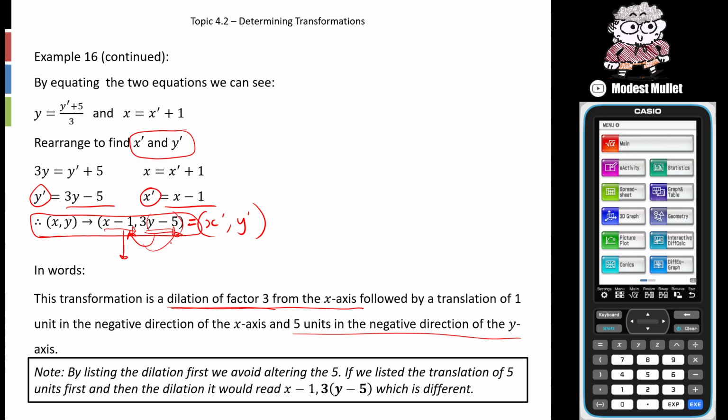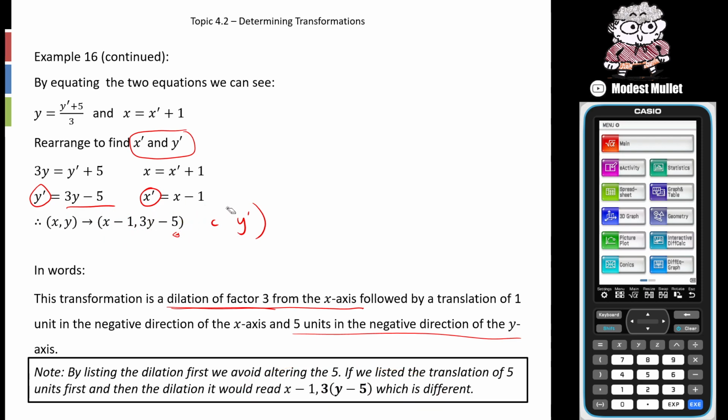If there were brackets in here, like it's mentioning here, then that changes the order that you would have to mention them. If the bracket was there, the y minus 5, you would have to mention that translation before the dilation of the 3. So when you're stating them, just focus on that one, then focus on that one, and then write them off.